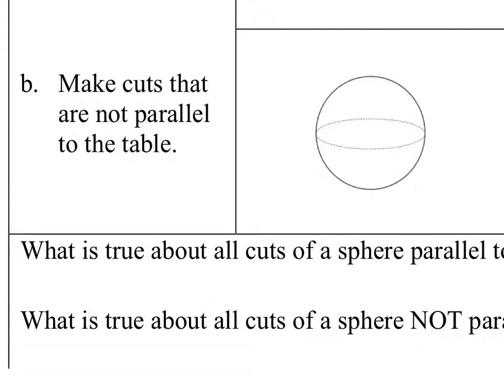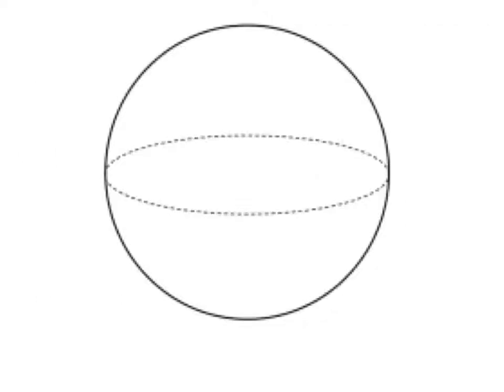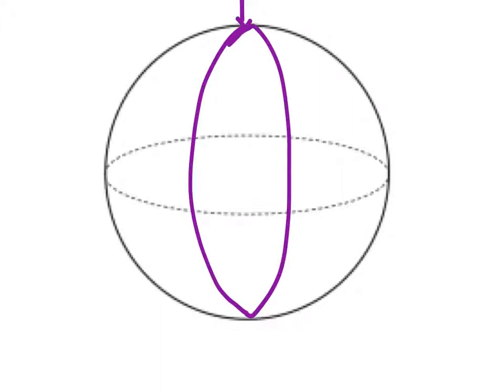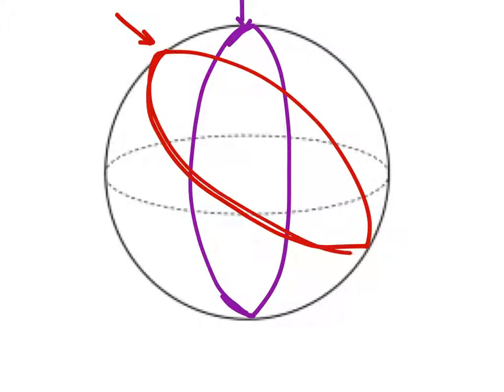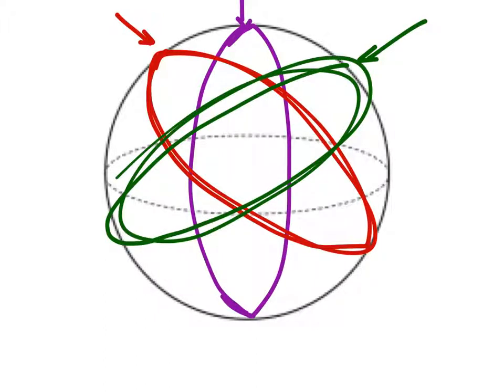Alright, now let's make cuts that are not parallel to the table. Now here's the thing, if I cut it straight down right here at the top, it'll still be a circle, right? We just changed the orientation of the circle. But what if I cut it diagonally? This is still going to end up being a circle right here. So what if I cut it down diagonally this way? Yeah, still going to give you a circle right here. And as it turns out, it doesn't matter where we cut this sphere, we will always get some type of circle.